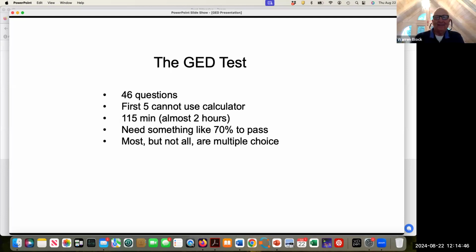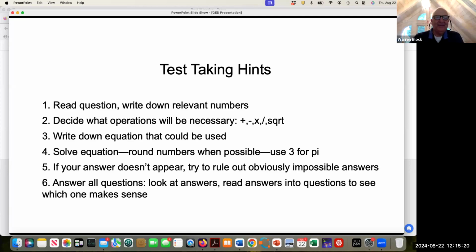Okay. The GED test has 46 questions. The first 5 cannot use a calculator. And you have almost 2 hours. So that comes down to just under 3 minutes per problem. So you want to think about how fast you can do some of these problems and what shortcuts you could take to get the answer more quickly. 70% is passing, and most but not all of the questions are multiple choice. The ones we're going to do today are all multiple choice. Next slide, unless you have a question.